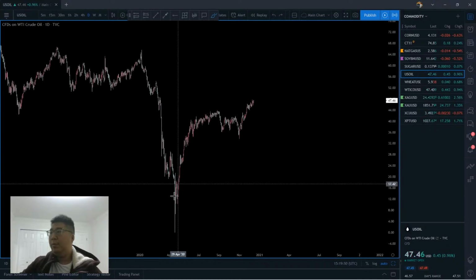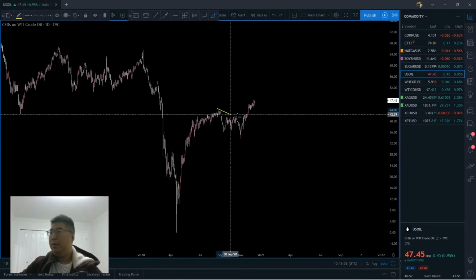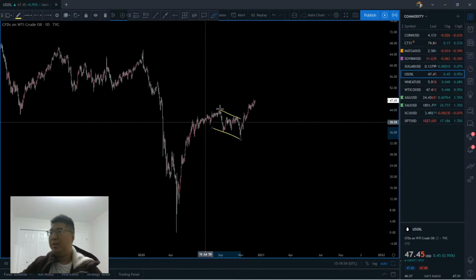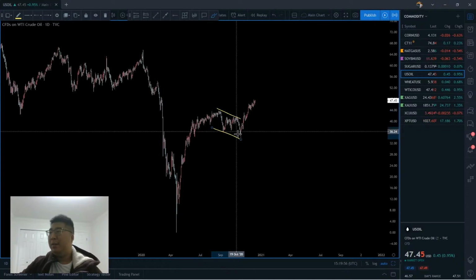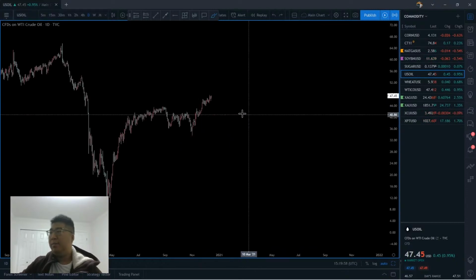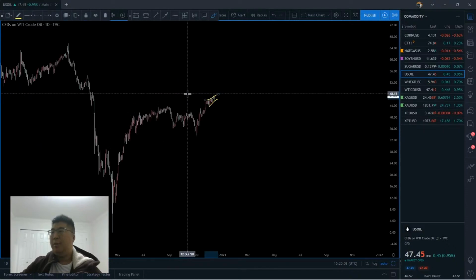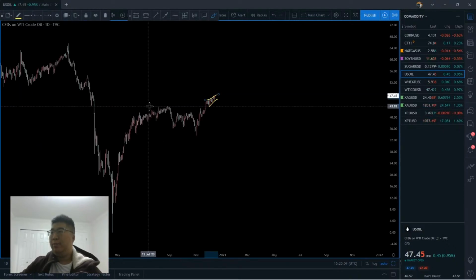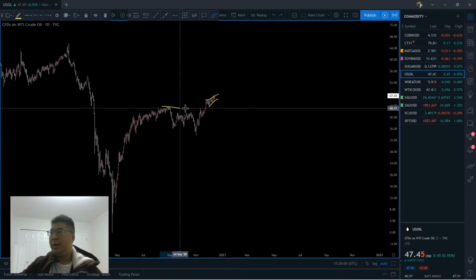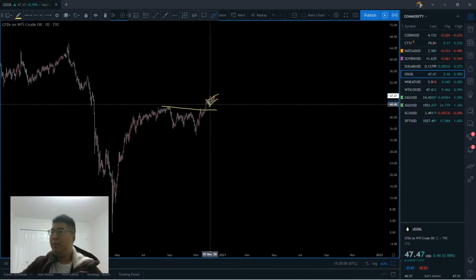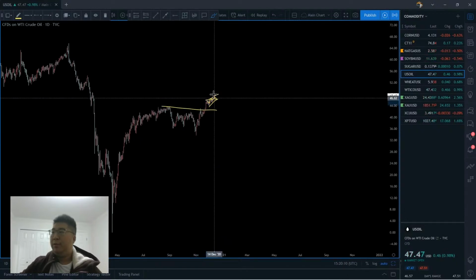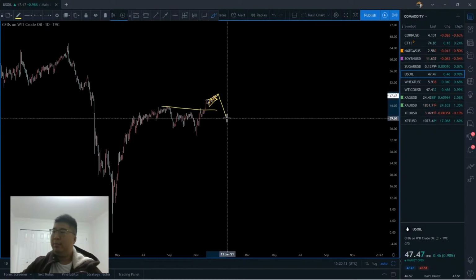I see how we had this push up, and then is this a correctional structure? It's not very clean. We push up, but not very aggressively. You can see that there's a potential structure forming here. Okay, we just break the previous high, but we broke it potentially forming a reversal structure here that can see the price push down.